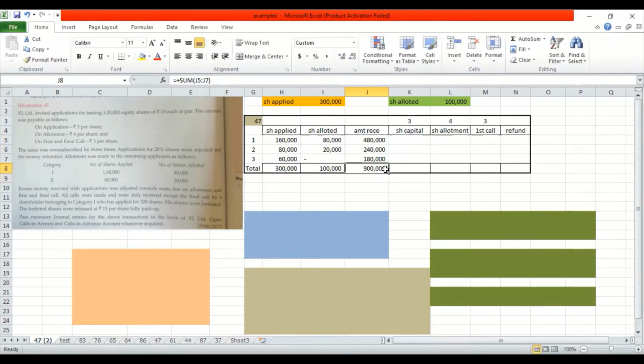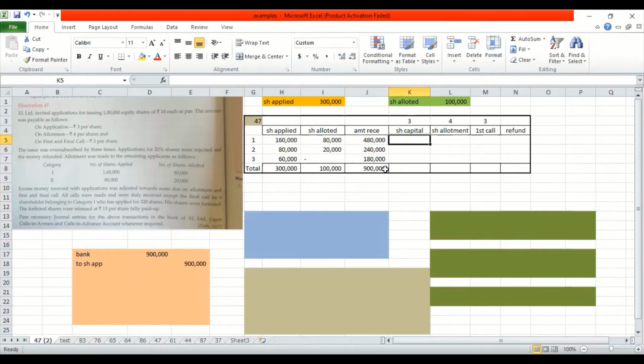That means at the time of application, I got 9 lakhs. I can straight away write it over here. Bank account debit 9 lakhs to share application 9 lakhs. So my first entry is done. I can assure that I will get at least 1 mark for this.